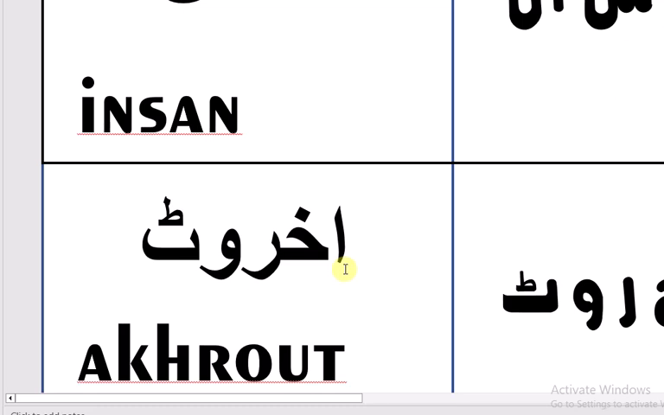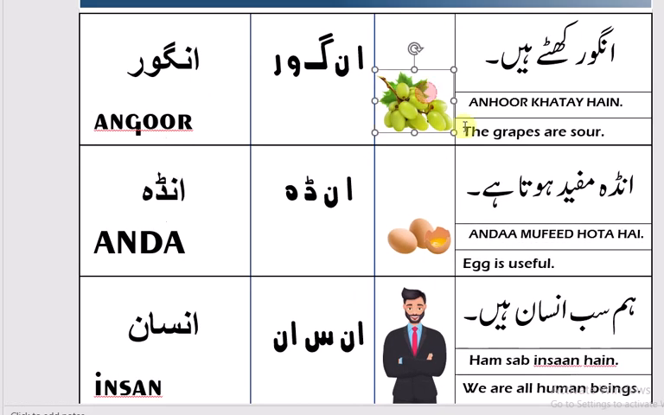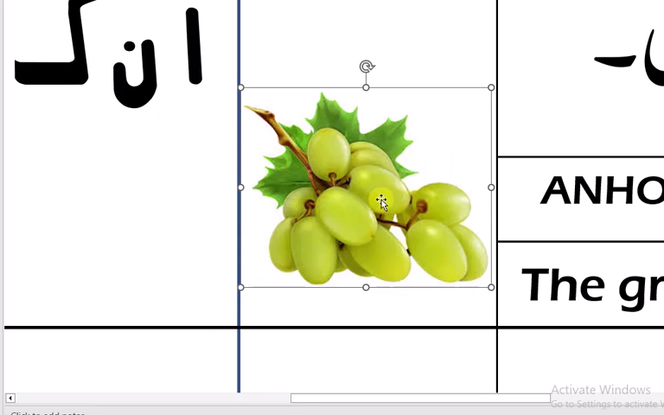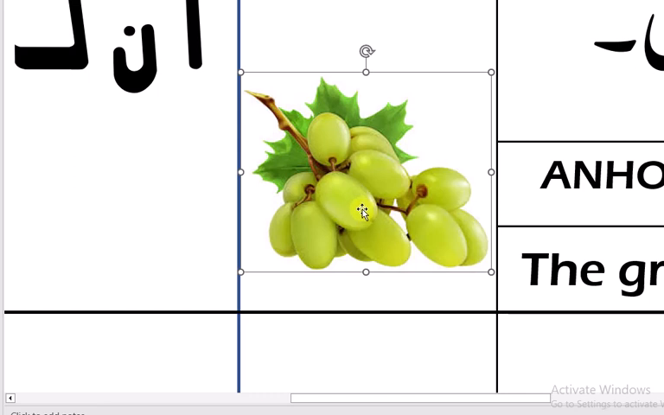And a quote. Okay. What is the picture of that? Grapes. What do we say to them?